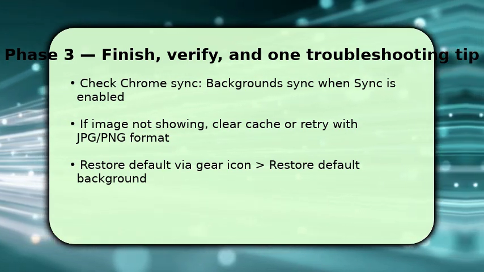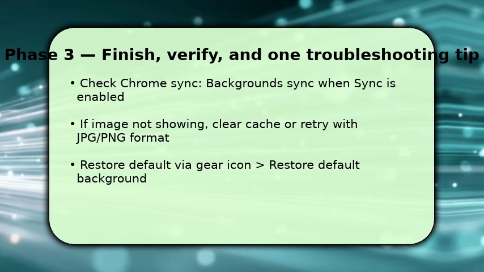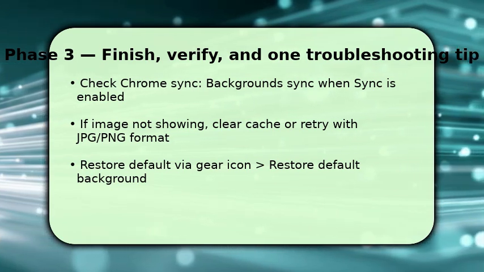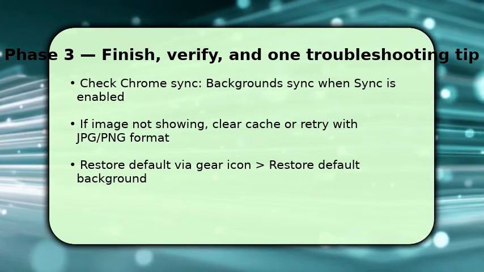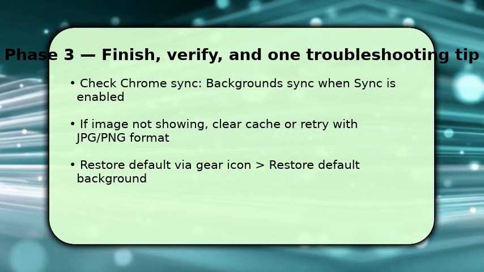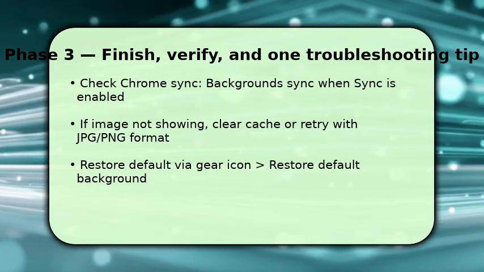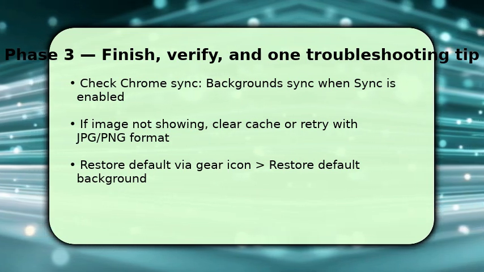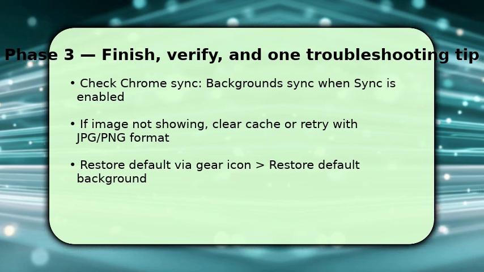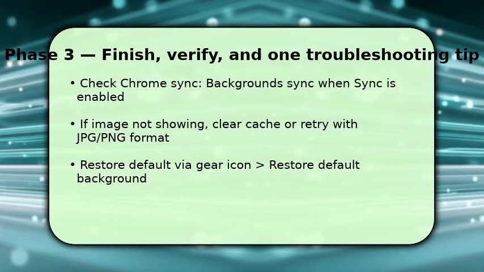If the image fails to appear, clear the browser cache, try a different file format like JPG or PNG, and re-upload. Permissions or large files can block uploads. If something still goes wrong, use the gear icon again and choose Restore Default Background to revert. That gives you a clean slate while you troubleshoot and ensures your new tab remains usable.